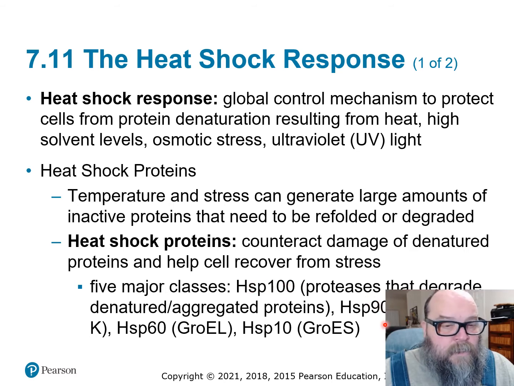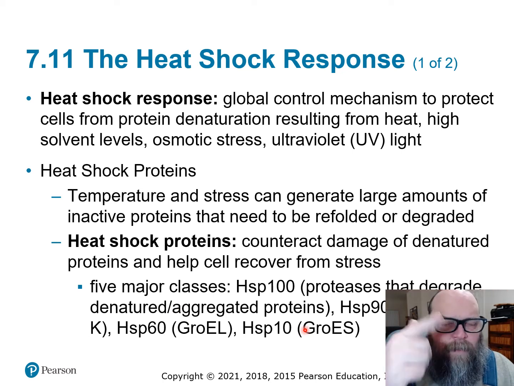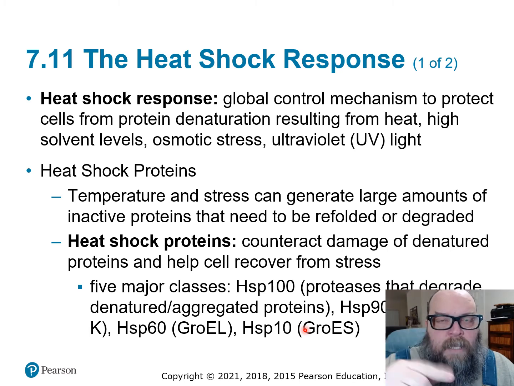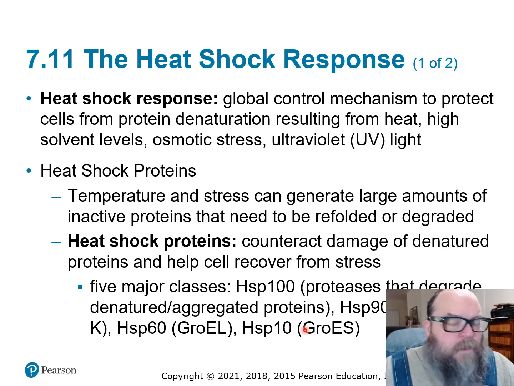HSP 100, HSP 90, HSP 70, HSP 60, HSP 10. I can't remember if that's the molecular weight or if they were just numbering them off as they found these proteins. So don't get hung up on the numbers having a meaning, just that the numbers designate different proteins. HSP 100 is a set of proteases that are known to degrade proteins. Sorry, misspoke there. They degrade individual proteins, or they degrade aggregate proteins.